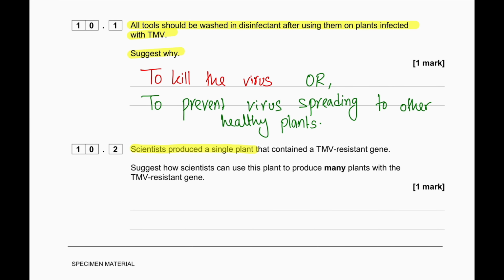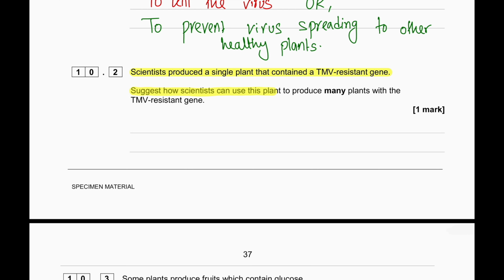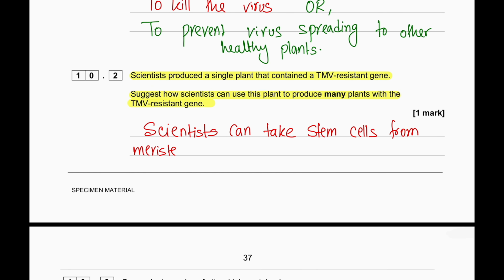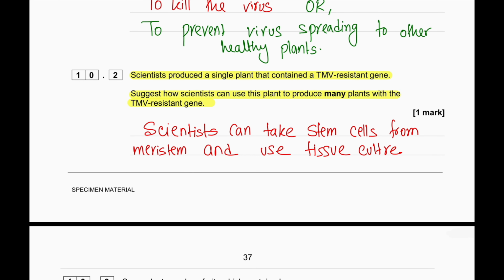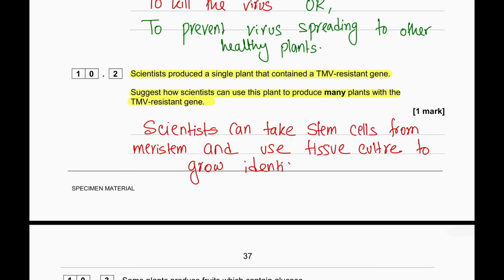Scientists produced a single plant that contained a TMV-resistant gene. Suggest how scientists can use the plant to produce many plants with the TMV-resistant gene. Scientists can take stem cells from the meristem of this particular TMV-resistant plant, and then perform tissue culture on the stem cells of the meristem, and produce many genetically identical plants, those that are resistant to the TMV virus.